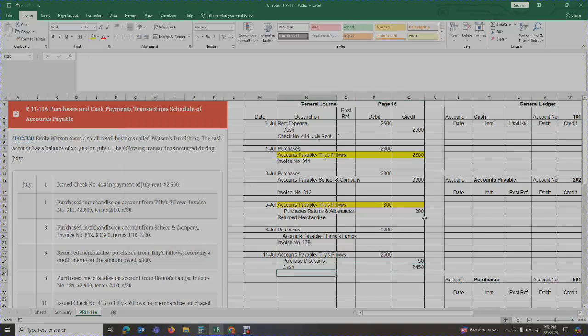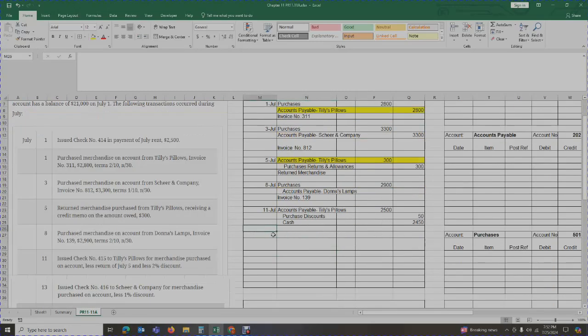Remember, debits must always equal credits. So here I have one debit for $2,500. I've got two credits that total the $2,500. Okay? So that happened on the 11th.